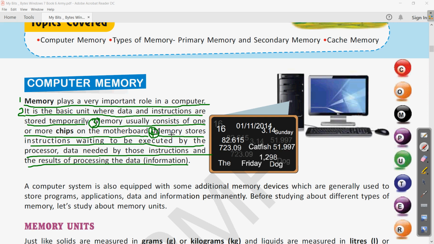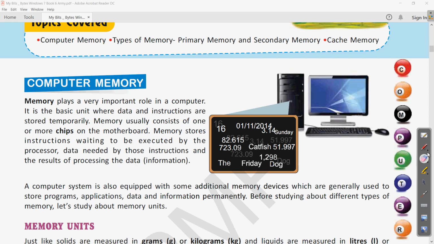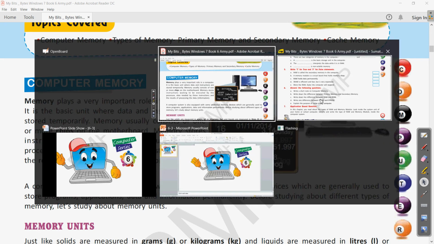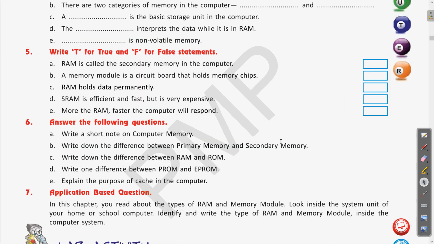Clear? Then moving to the second question, let us see what the second question is. Okay, now come to the second question. The second question is write the difference between primary memory and secondary memory. So here we have seen about primary memory and secondary memory. Let us find the difference between these.